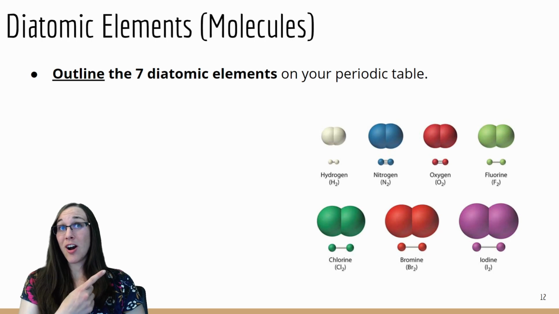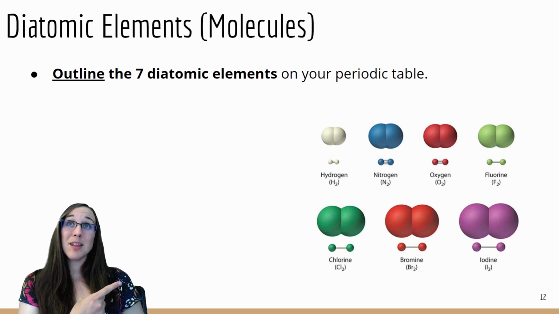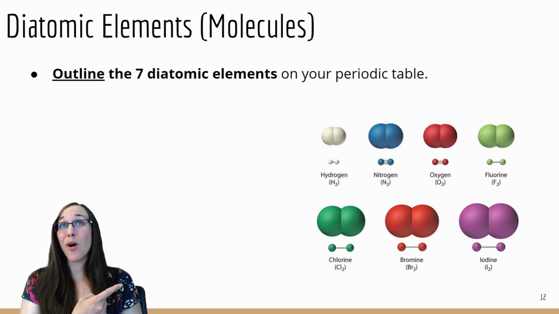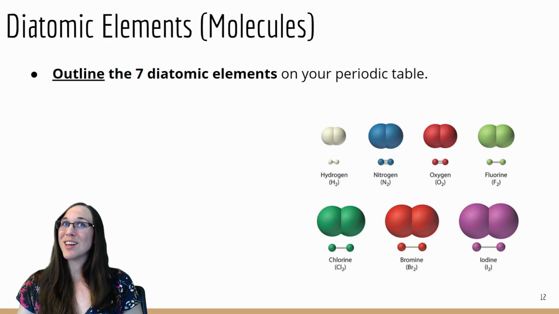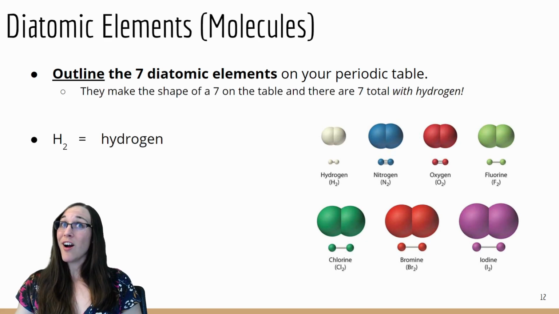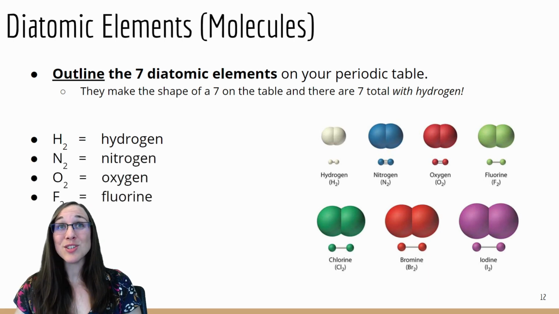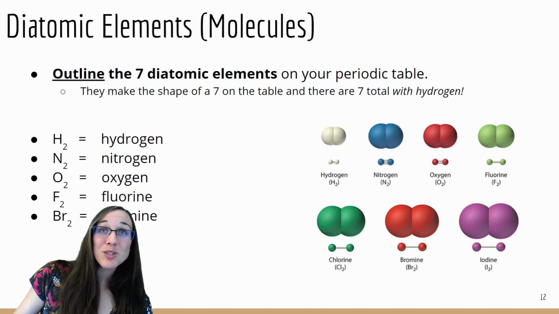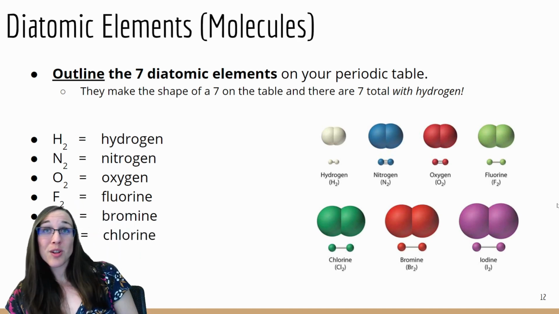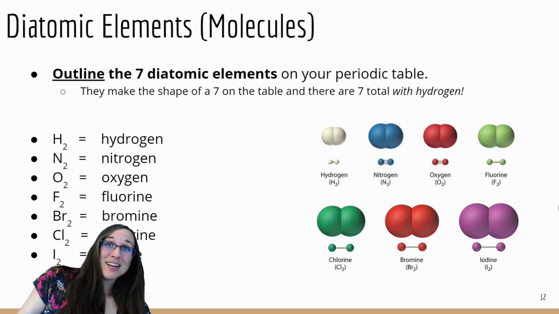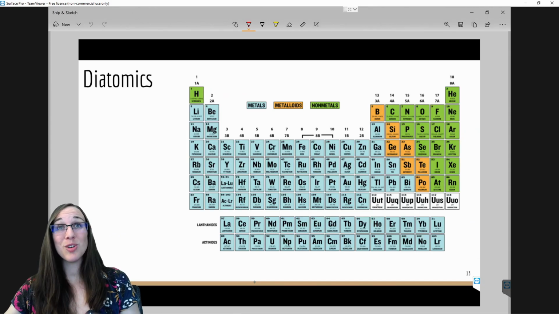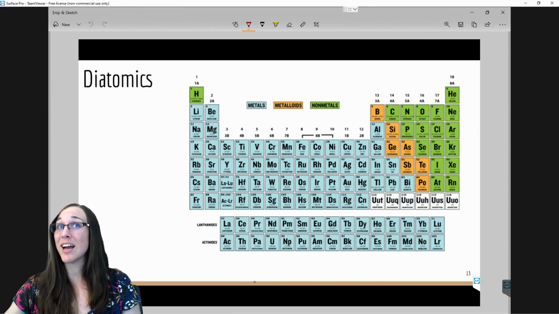Aww. Here are the 7 total diatomic elements, molecules, that you should know. It's probably a good idea to outline them on your periodic table, and if you do so, it conveniently makes a 7, and there are 7 of them total. Here they all are in case you can't really read it from the picture. H2 is hydrogen, N2 nitrogen, O2 oxygen, F2 fluorine, Br2 bromine, Cl2 chlorine, and I2 iodine.